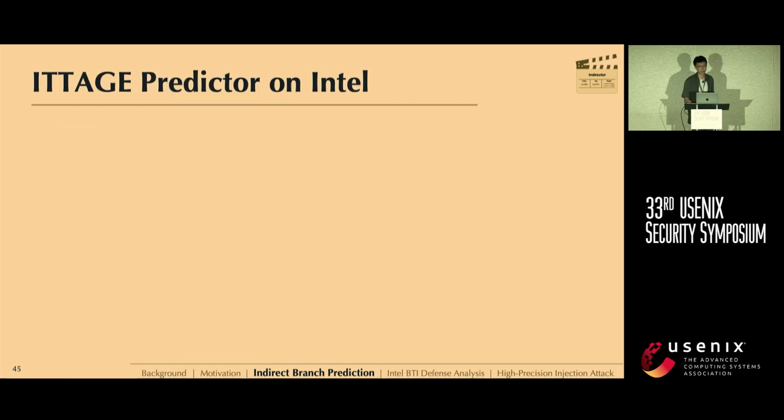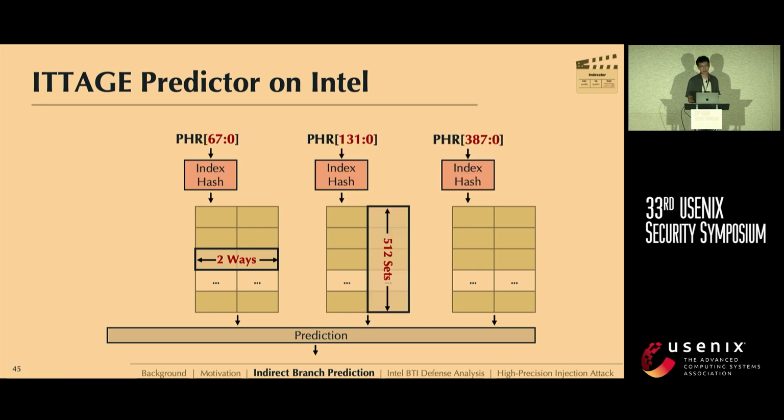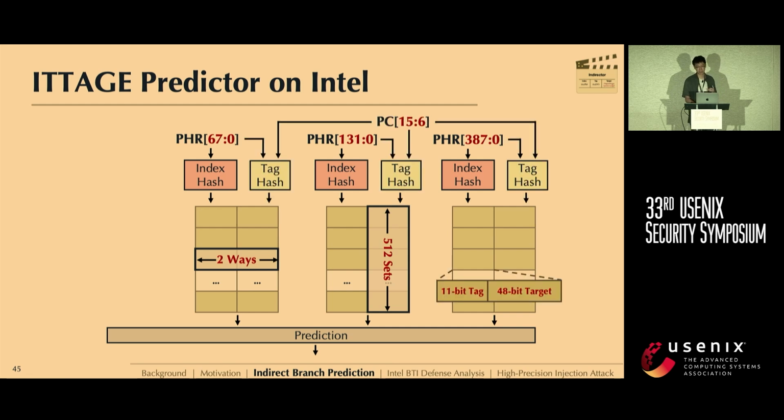Finally, this is the ITTAGE on Intel. There are 3 two-way IBP tables. Each has 512 sets indexed by different lengths of PHR. PHR is also used in the tag together with PC. And the last, BTB is used as the base predictor.